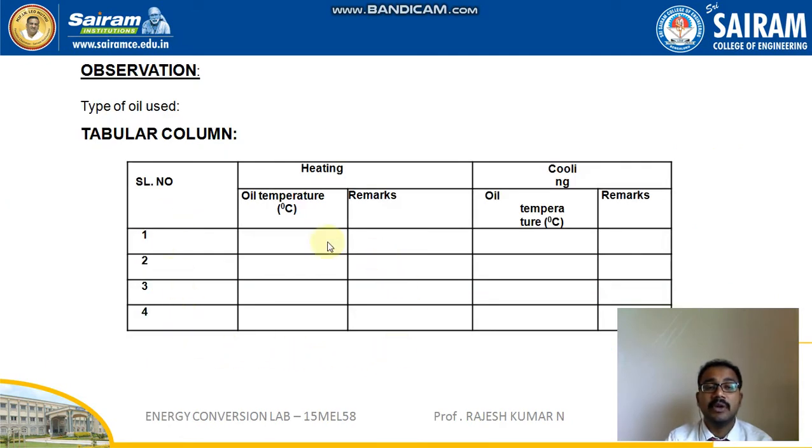And this is the tabular column where, in the observation part, I will be writing the type of oil which is used. You can see the oil temperature in degrees Celsius, which I will be writing under remarks, and similarly the cooling oil temperature also under remarks. So this is how this experiment should be done. Thank you.